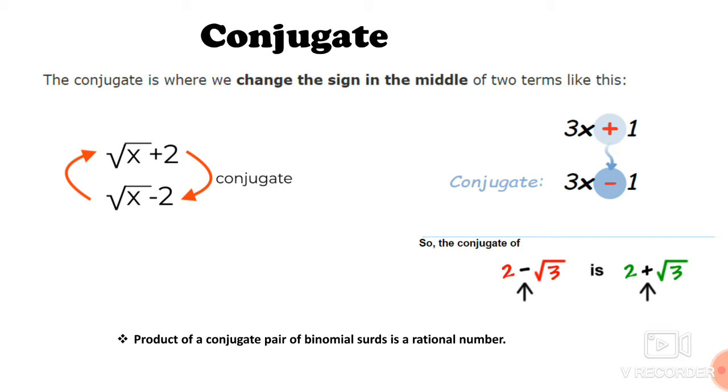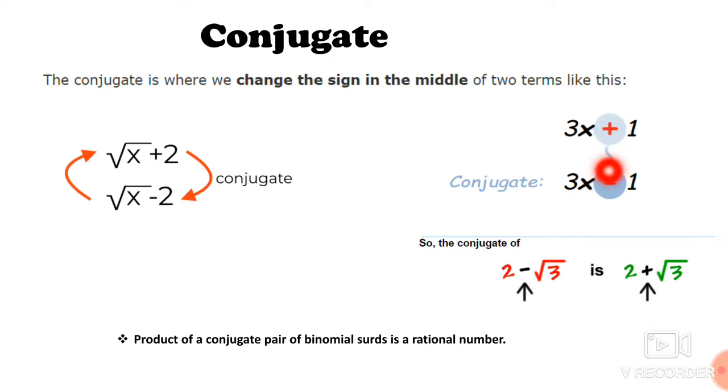Okay, the product of a conjugate pair of binomial surds is a rational number. These are the binomial surds because they have two terms. Binomial means having two terms. So this is a pair of binomial surds. If we find its product, we will get a rational number.